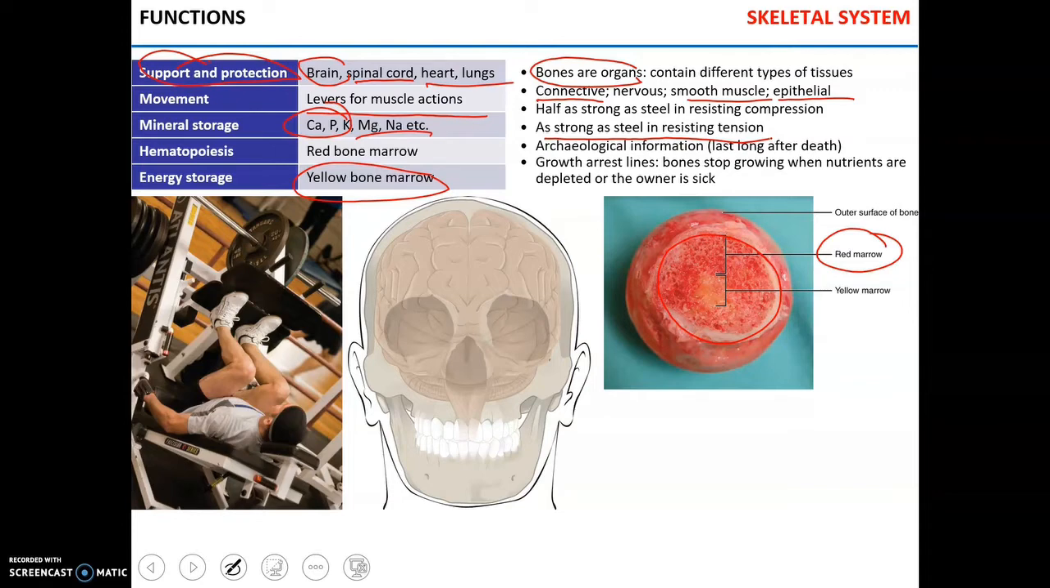Bones are quite important for deriving various archaeological information because they can last much longer than flesh after a person dies. For instance, growth arrest lines allow scientists to find out when a bone of a particular skeleton stopped growing, and that will evidence that at this particular time the nutrients were scarce and were depleted, or the owner was sick. So you can match the growth arrest lines with the historical data about famine or epidemic.